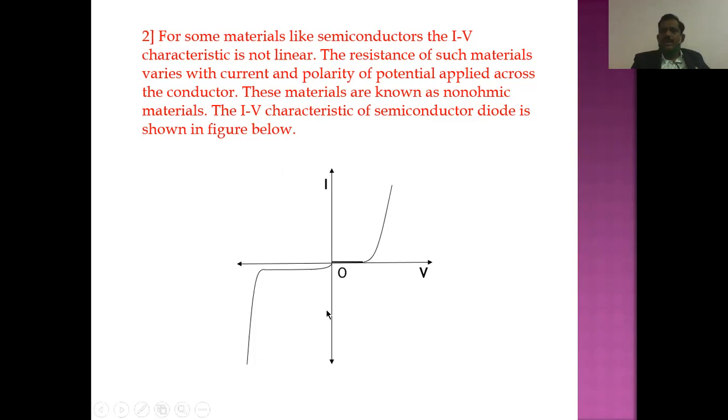Now this is the IV characteristic of the semiconductor. We can clearly see here that when we increase the voltage, there is no change in the current flowing through the semiconductor. But at a certain stage, suddenly the current increases inside the semiconductor. This is the IV characteristic of the semiconductor.